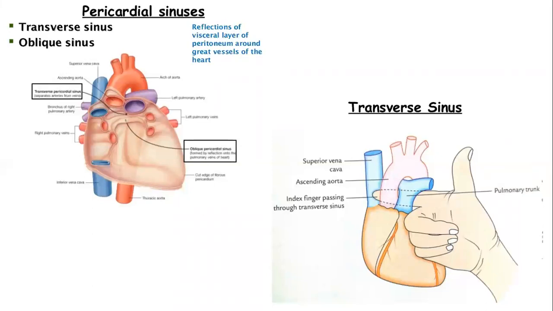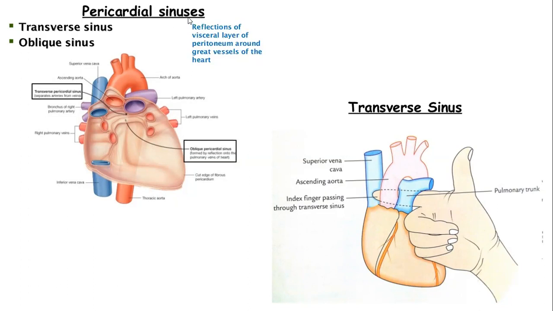So, what is the significance of these two layers? These two layers become very important because they form two passageways around the great vessels of the heart. These passageways are named the transverse sinus and the oblique sinus. They have clinical significance. This is why they become another important question related to the pericardium, often given in the SAQs. So what are these sinuses?